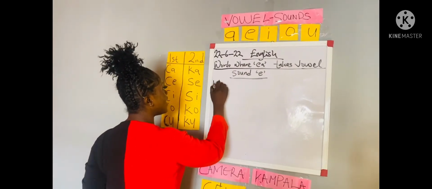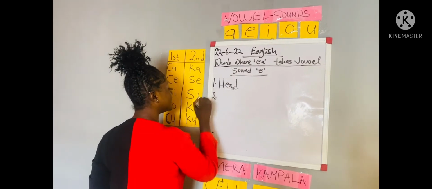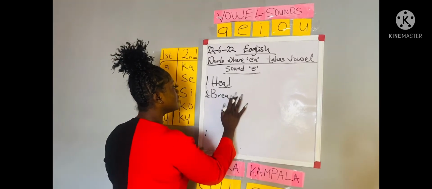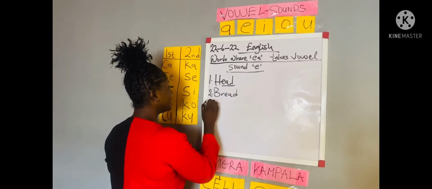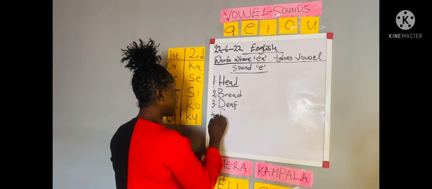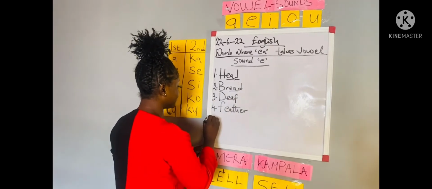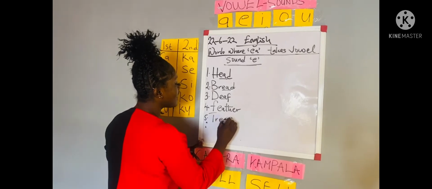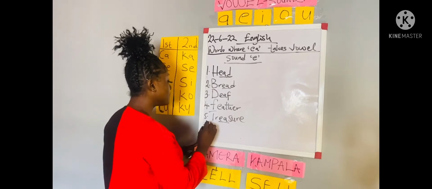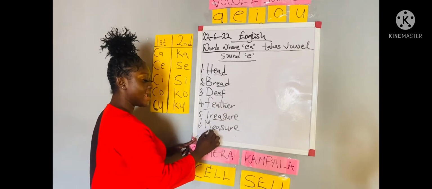So, number one, I have head. Number two, I have bread. Number three, I have deaf. Feather. Treasure. Measure.